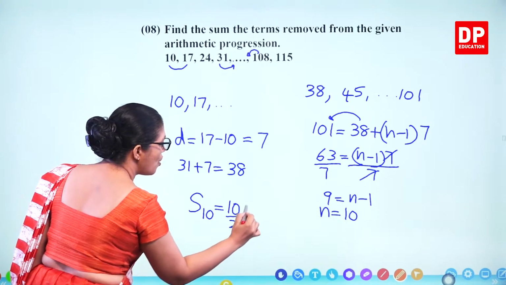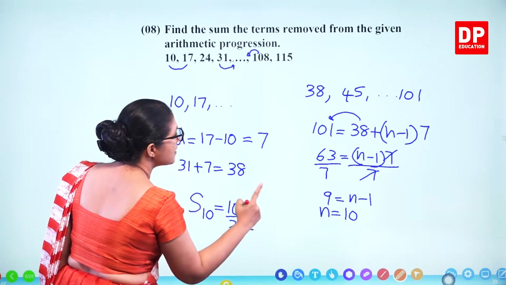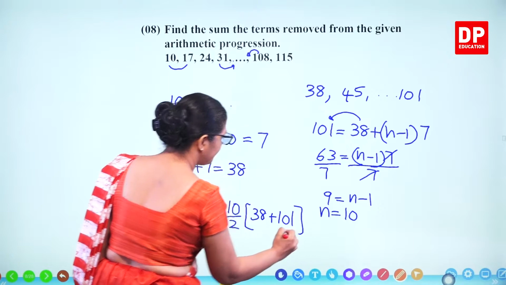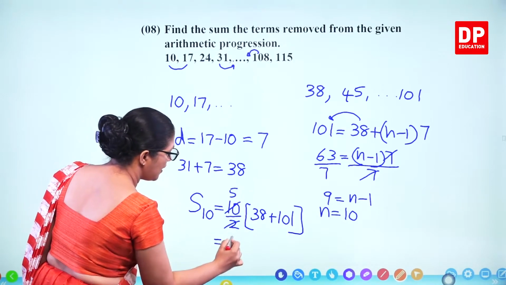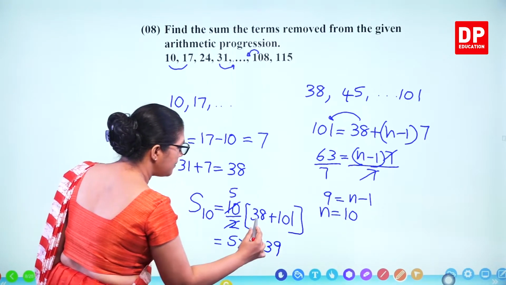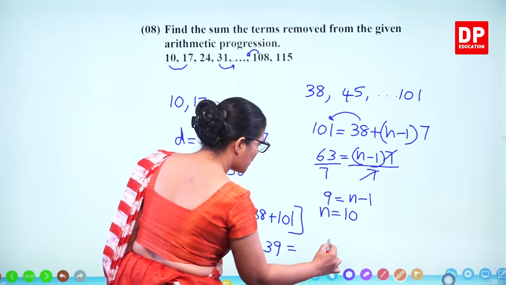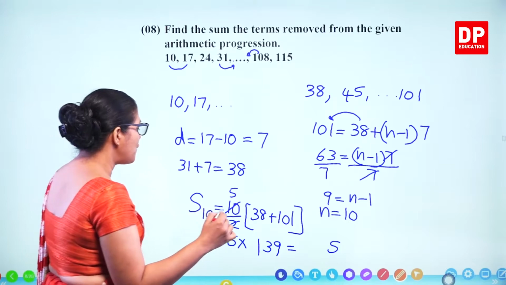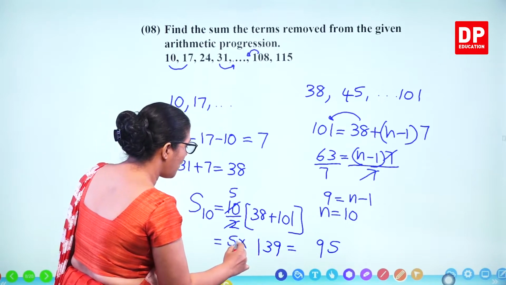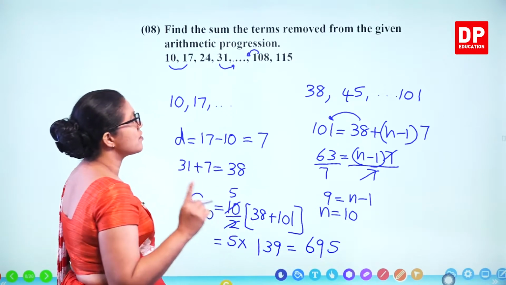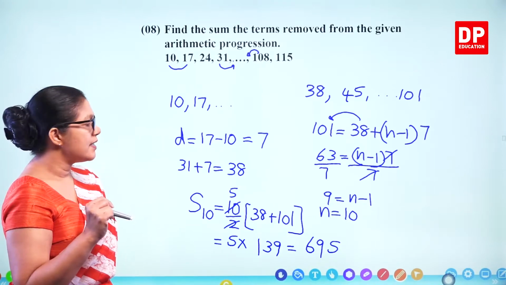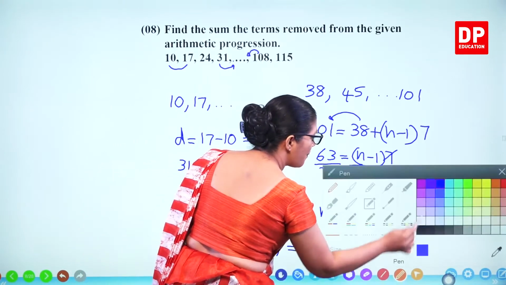S10 is 10 over 2, first term plus the last term. First term is 38, last term is 101. 2 times 5 here, 5 times 139. 5 times 9, 45, and 5 times 3, 15, plus 4, 19, 1 remaining, 5 times 1, 5 plus 1, 6. So the sum of the 10 terms that are removed, 10 terms is 695. So you get 2 marks there.